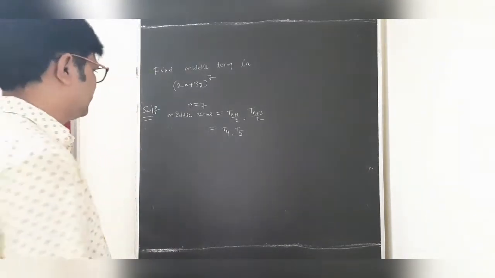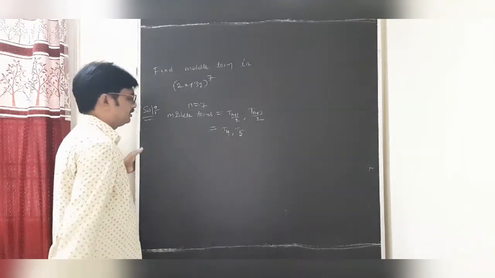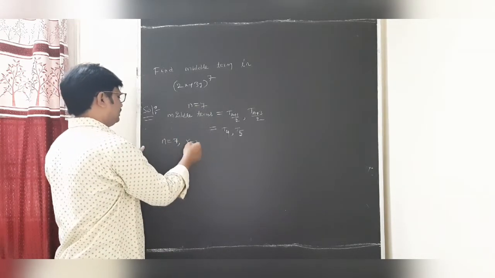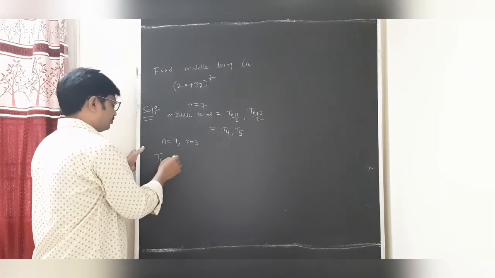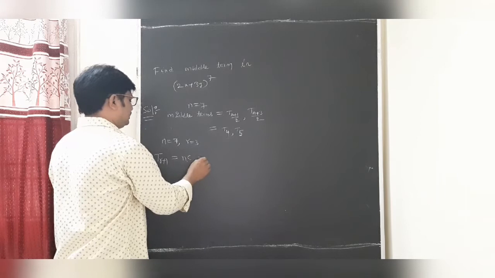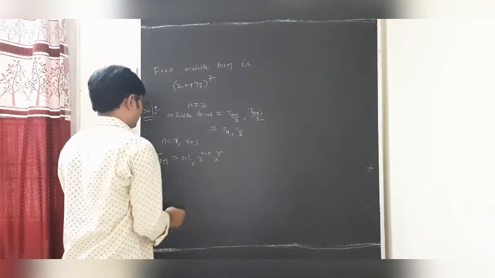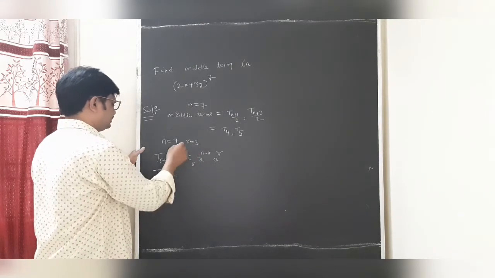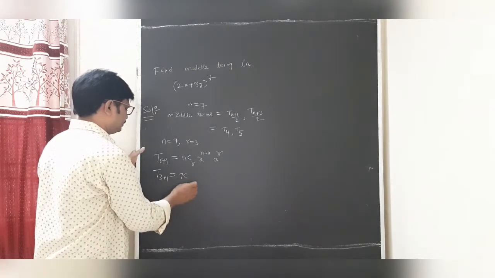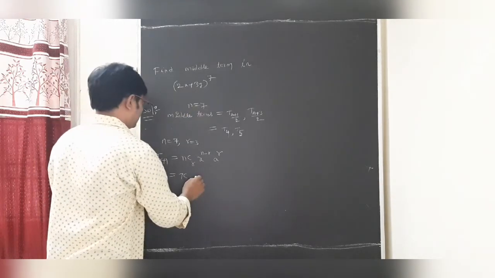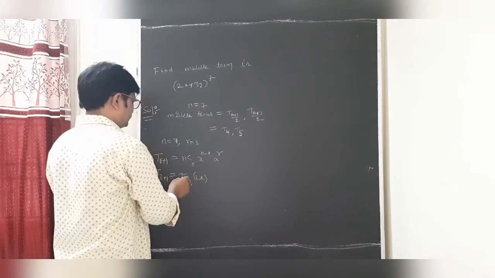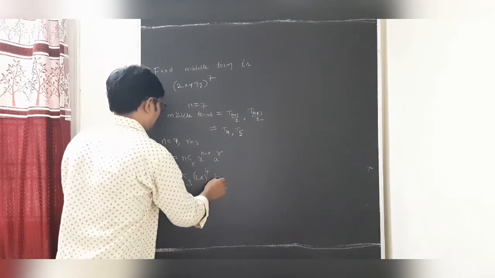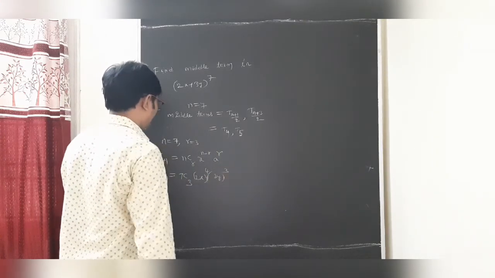Okay students, now first we have to find T4. n is 7 and r will be 3. The general term formula is T(r+1) = nCr x^(n-r) a^r. So this is T(3+1) = 7C3 (2x)^(7-3), that is (2x)^4, and a is 3y, so (3y)^3.